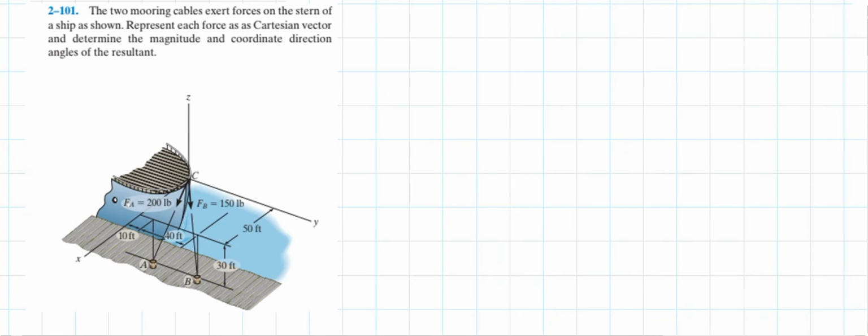Hello everyone, welcome back. Just try this question. This question says that the two mooring cables exert force on the stern of a ship as shown. Represent each force as a Cartesian vector and determine the magnitude and coordinate direction angles of the resultant. Now, this question is exactly similar to our previous question.